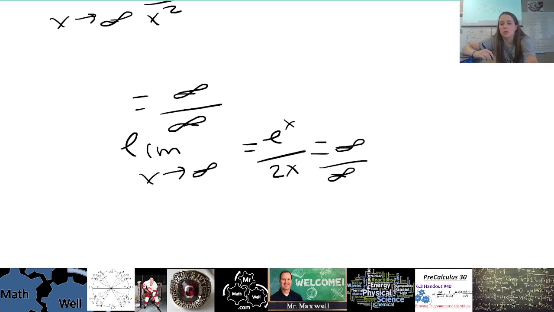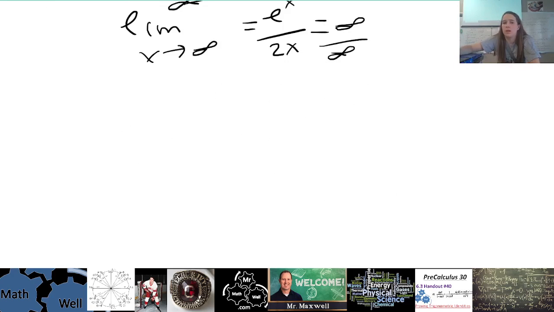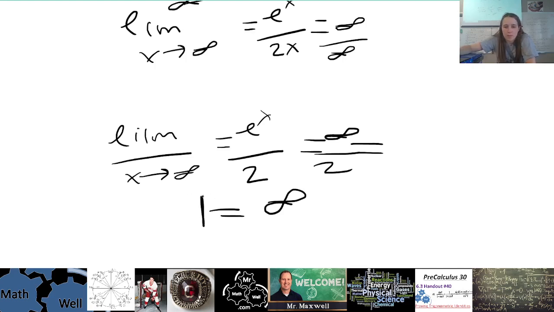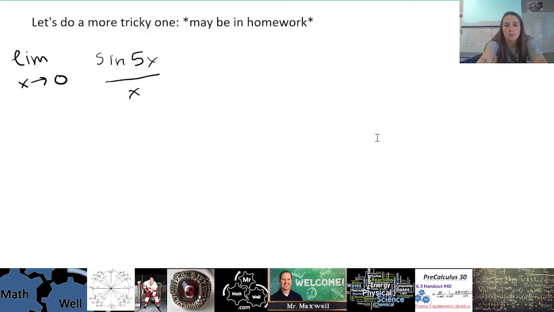So we need to do L'Hopital's Rule one more time. I think in your textbook this is called taking it to a higher power. So we need the limit as x approaches infinity. The derivative of e to the x is e to the x. The derivative of 2x is 2. So then we get infinity over 2, which is equal to infinity. And that is our limit. We have done it again. Go us.